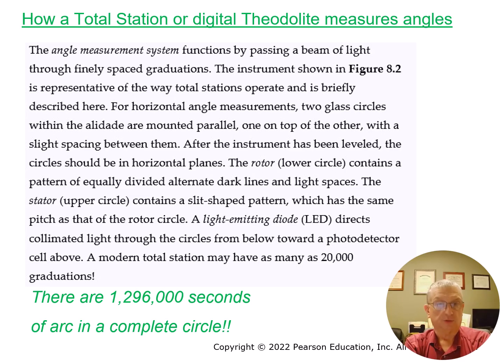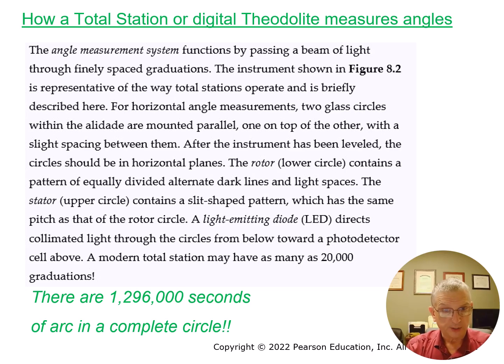And so this has a diode that directs collimated light through the circles from below towards a photodetector cell. It says a modern total station may have as many as 20,000 graduations. So when you think about it, there's 60 seconds in a minute, 60 minutes in a degree, and 60 times 60 times 360 degrees in a circle. There's 1,296,000 seconds of arc in a complete circle.